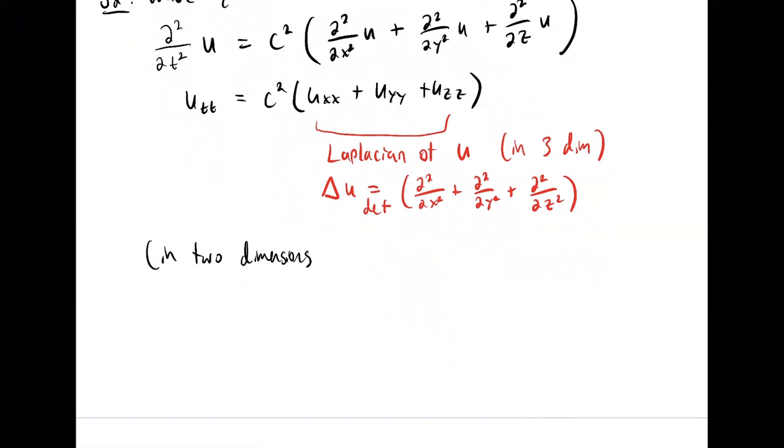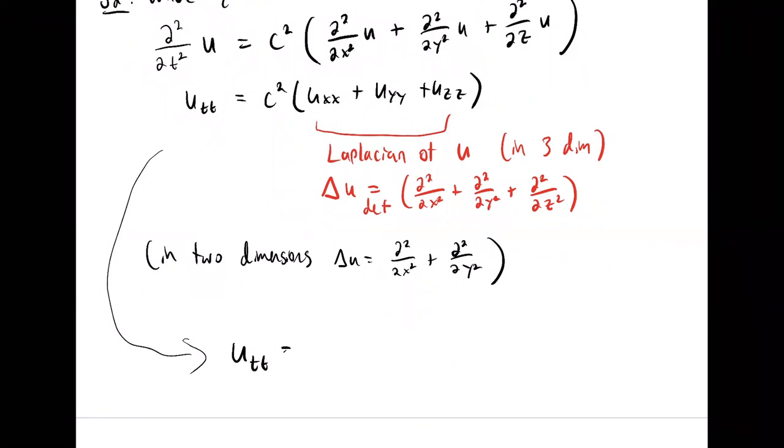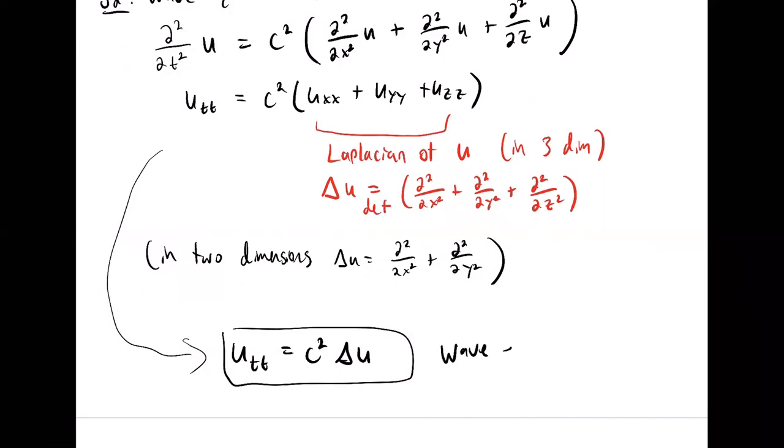In 2 dimensions, the Laplacian is just, well, you only have x and y, you don't have a z, so it's just the second derivative with respect to x plus the second derivative with respect to y. Okay. An even more compact way to write the wave equation in both 2 and 3 dimensions is just u_tt is equal to c squared times the Laplacian of u. If you look up, for example, the wave equation on Wikipedia, it'll probably be written like this.